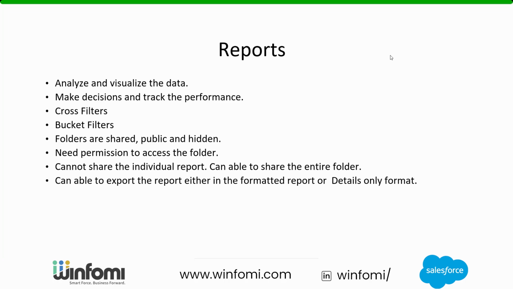What is meant by cross filters? Cross filter is nothing but if we have an opportunity object, for that opportunity object we have related objects like contact roles, orders, etc. Based on those related objects, we can set the filter conditions and have those reports generated. Let's have an example later. What is meant by bucket field? Bucket field is nothing but creating an additional field in the report. Based on that bucket field, we can filter the conditions and satisfy our requirements. We'll have an example later.